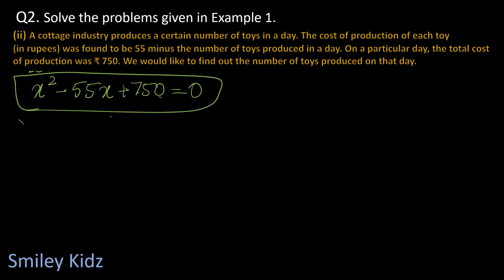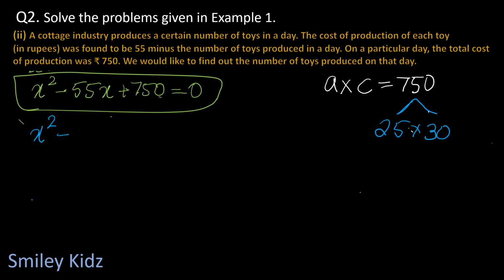Now we are supposed to find out the roots of this particular quadratic equation. Again, we're going to follow the same procedure of a into c. A into c turns out to be 750. And the accurate factors for this particular 750 turn out to be 25 times 30. Isn't it? So x square minus 25x minus 30x plus 750 equals 0.